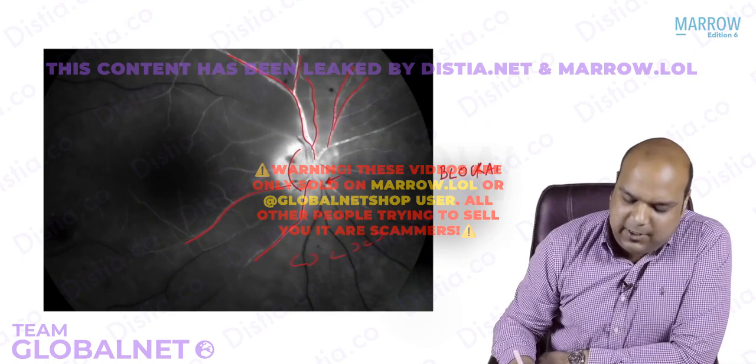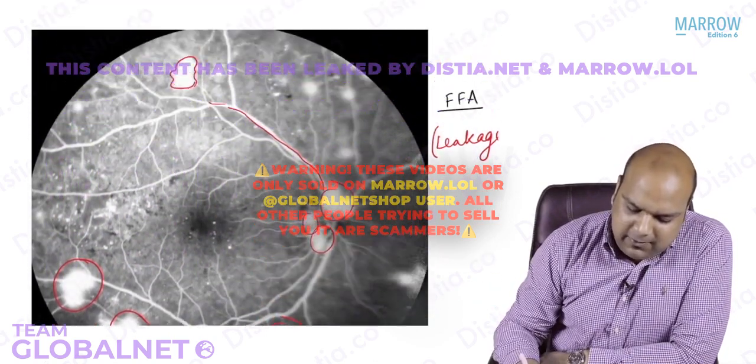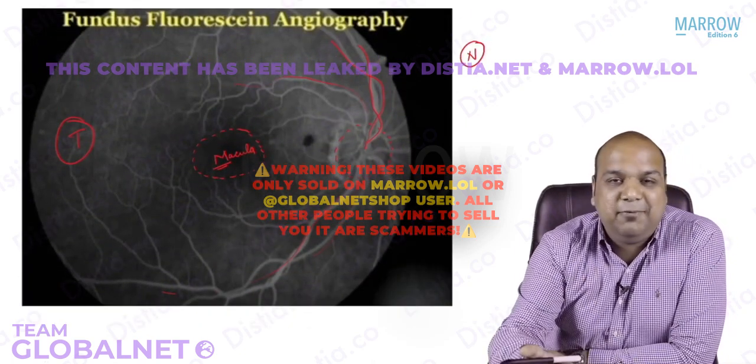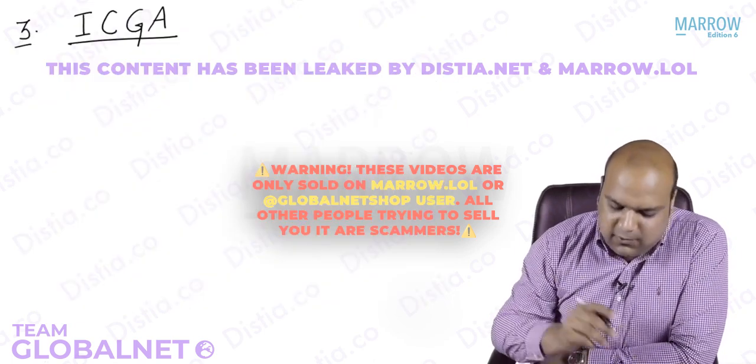Okay, macular disease, revising the images, everybody. We can see here some kind of blockage inferiorly. We can see a lot of leakage here, everybody. And this is my normal FFA. Done, everybody? Fundus fluorescein angiography. Let's move on to the next investigation.